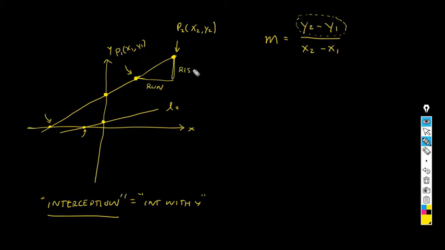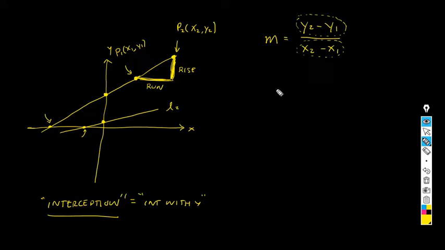as the rise. So when you move from this point to this other point, you can do it by running horizontally a little bit and then rising vertically a little bit, right? So this number y2 minus y1 is actually the rise. It's the length of this side of this triangle, and this other number x2 minus x1 is the run. So this is how we get the slope.